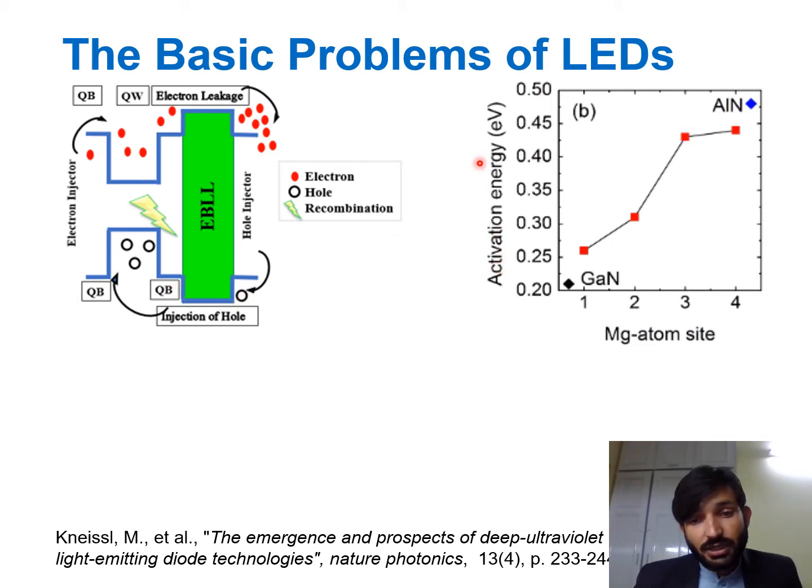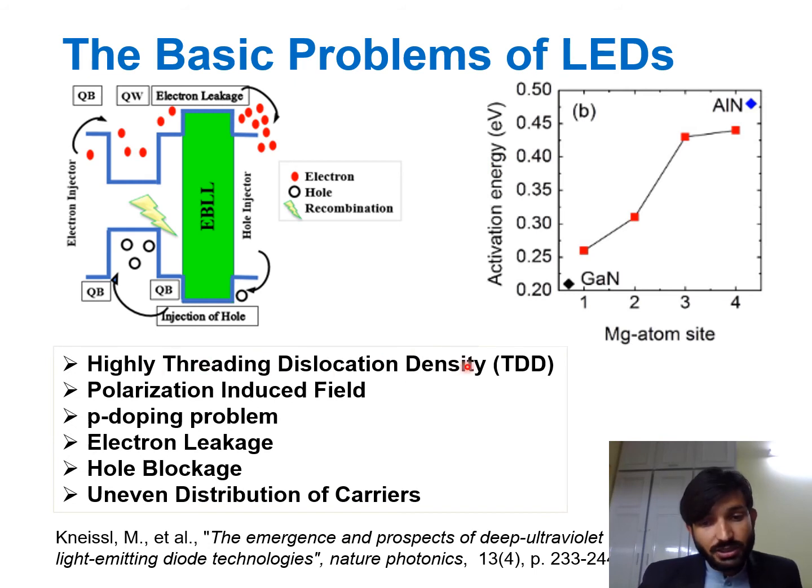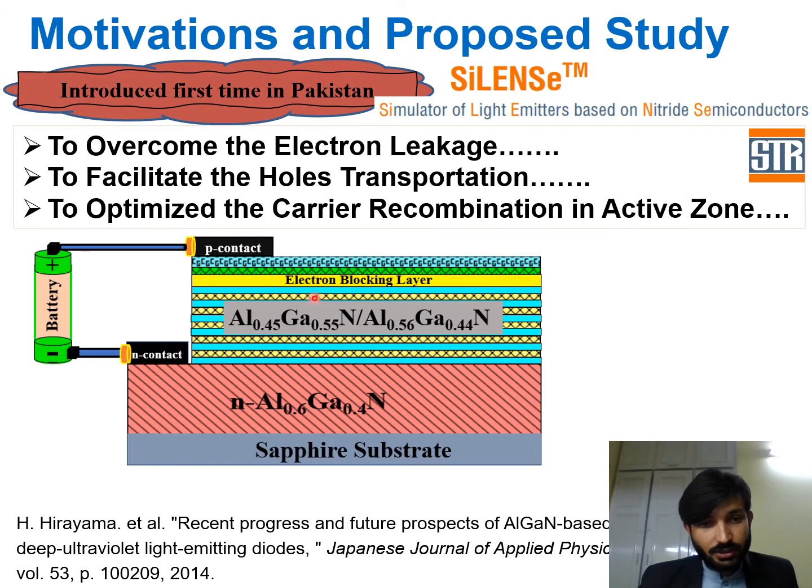Another problem is created by the p-type doping. As we know, when the aluminum concentration in aluminum gallium nitride increases, the activation energy of magnesium increases, and when the activation energy of magnesium increases, the p-type doping problems occur. The high threading dislocation density is also one of the main problems in the development of LEDs, which arises from the mismatch of layers and polarization induced fields. The p-type doping problems, electron leakage and hole blockage result in uneven distribution of carriers.